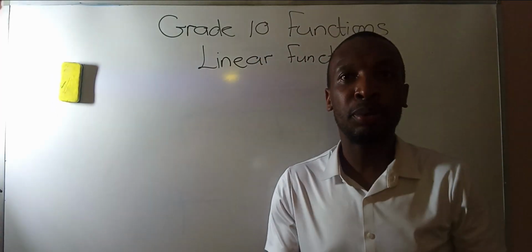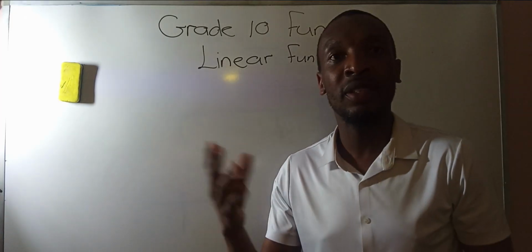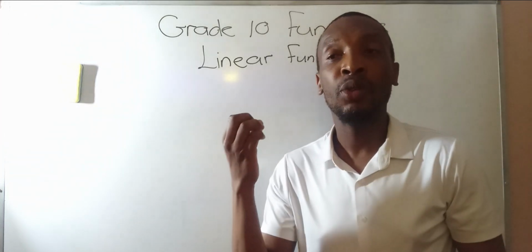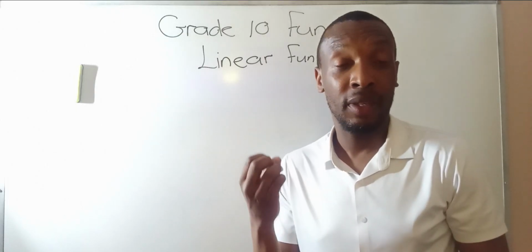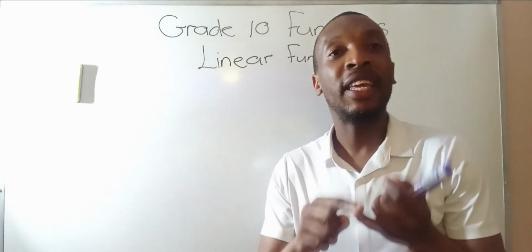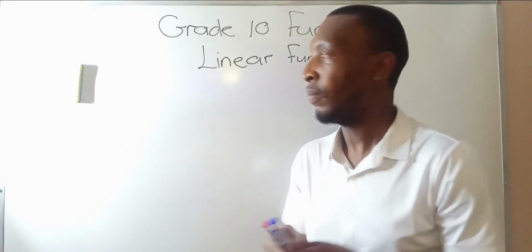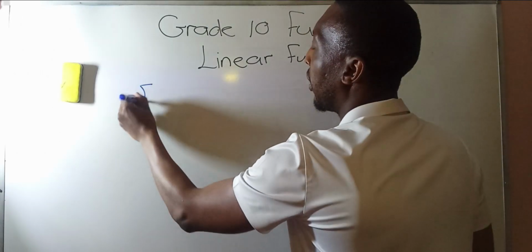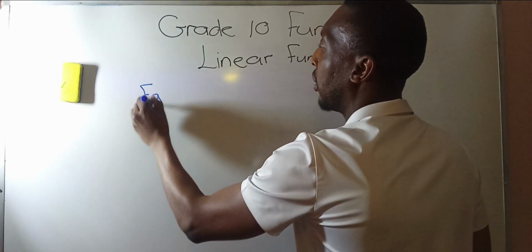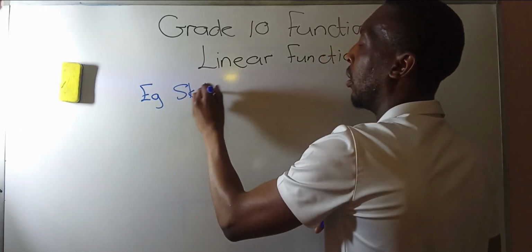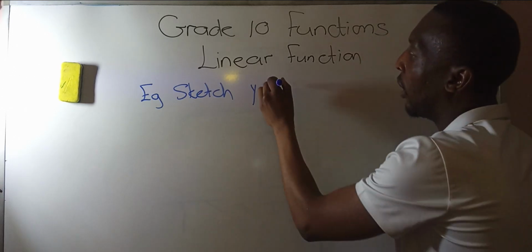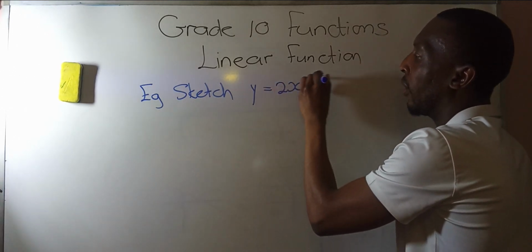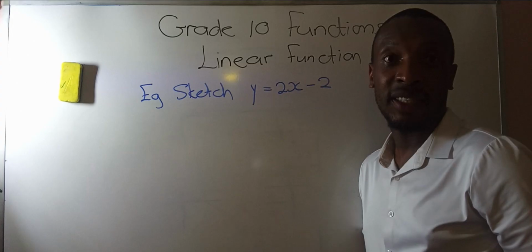Let's then jump to, this is just a crash course. Let's then jump to, how do I now sketch a straight line, a linear function, if they give me the equation, right? So for example, they will say sketch, let's say y is equal to, I don't know, 2x minus 2. Let's say sketch that.